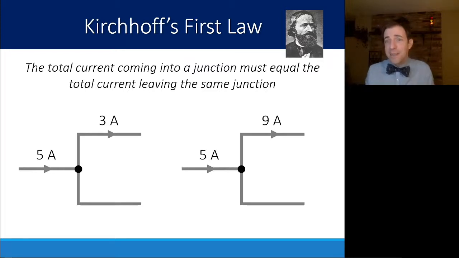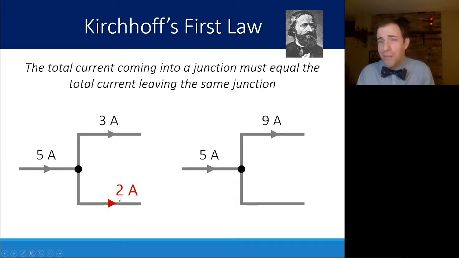Now, this law is a pretty common sense sort of thing. If I've got 5 amps of current coming in, and we know that there's 3 amps of current leaving, well, the total current coming in has to equal the total current coming out. Otherwise, somehow it's stuck in that junction. So 5 amps coming in, 3 amps coming out. We know that there should be another 2 amps, just naturally has to be leaving there.